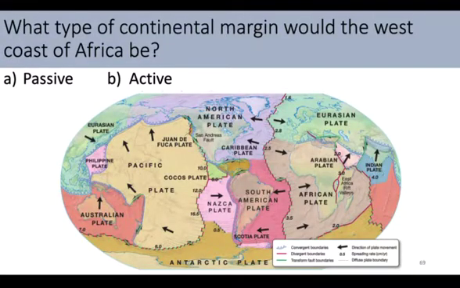So what type of continental margin would the west coast of Africa be? What do you think? Take a second to try and guess. Locate the west coast of Africa on this plate boundary map here. And do you think it would be a passive boundary or an active boundary?